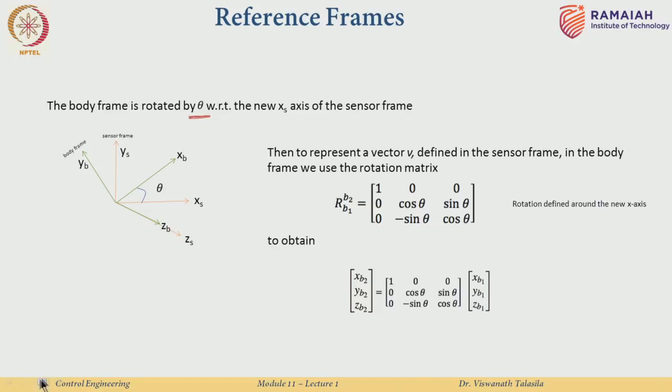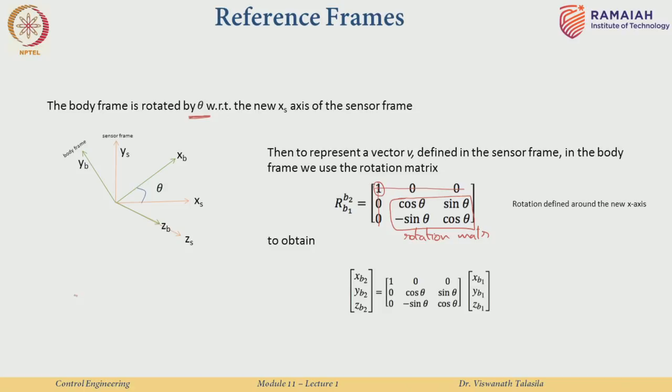In this case again, since it is about the x axis, it will always remain fixed, all the other terms will be 0 and the x axis term itself will always be 1. And we look at the rotations in the other two components, and it has a very similar structure as the previous one. So, this is again my rotation matrix, and notice what it is doing.